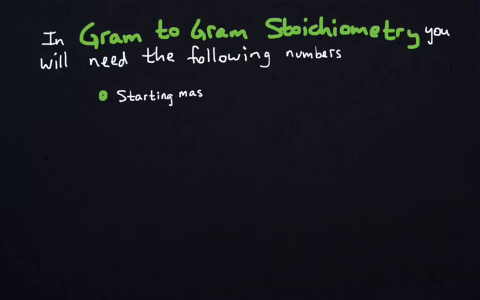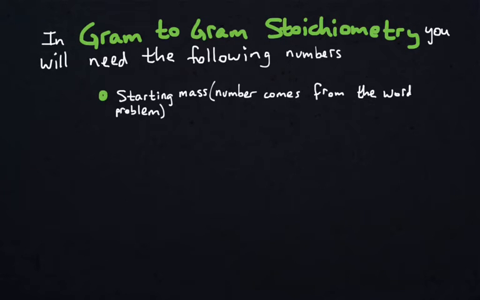Okay, so the first number that you're going to need is a starting mass. In every gram-to-gram stoichiometry problem, it'll say, I start off with 20 grams of so-and-so, or I have 150 grams of blank. The starting mass is your number 1 number. Where does this come from? It comes from the word problem.